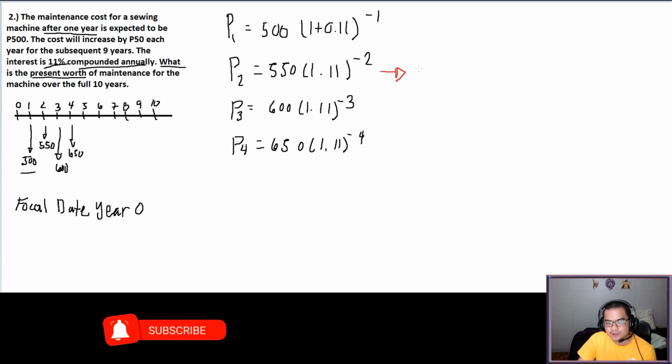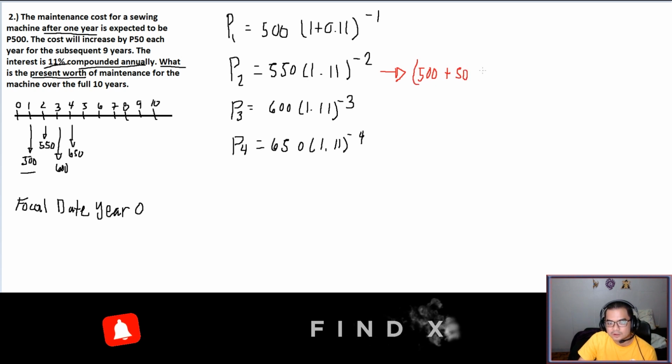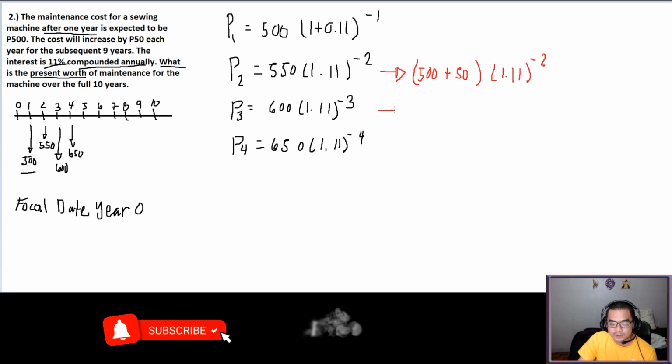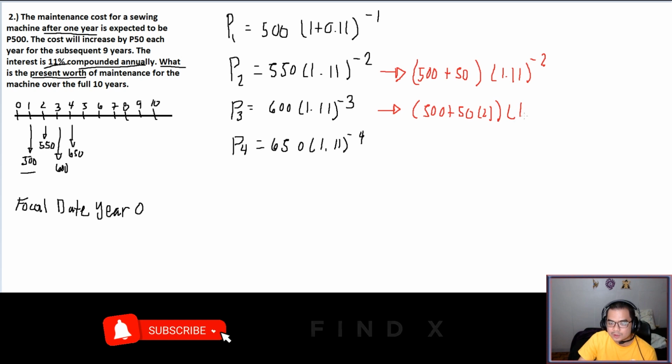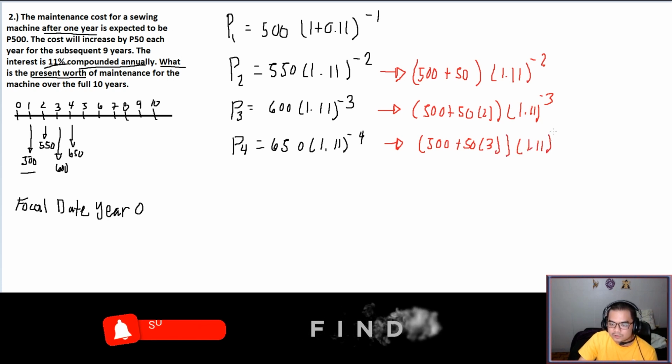Rewriting this one, you can have here 500 plus 50 times 1.11 raised to negative 2. And rewriting this one, you'll have here 500 plus 50 times 2, times 1.11 raised to negative 3. And then this is equal to 500 plus 50 times 3, times 1.11 raised to negative 4. So from that, as you can see, there's another pattern or formula.